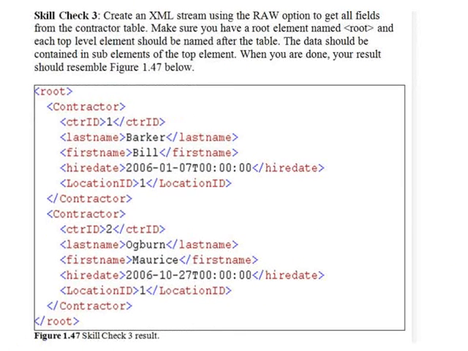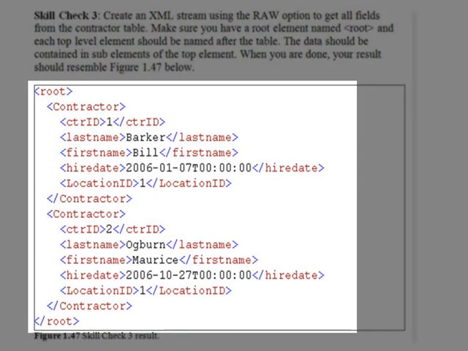Skill Check 3. Create an XML stream using the raw option to get all fields from the contractor table. Make sure you have a root element named root, and each top-level element should be named after the table. The data should be contained in sub-elements of the top element. When you're done, your screen should resemble the figure you see here.